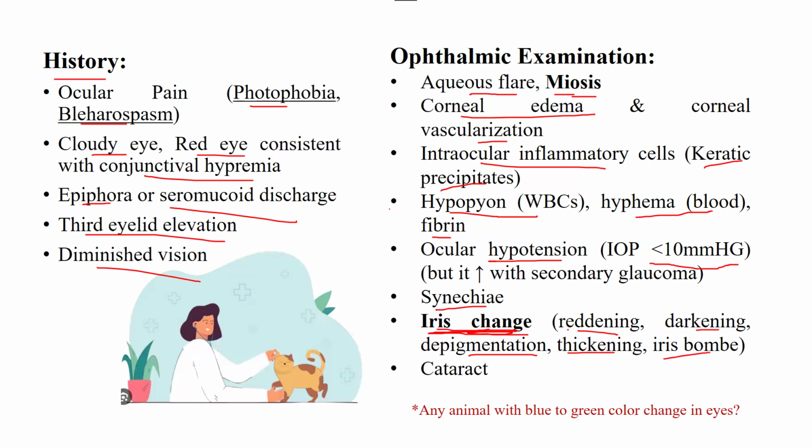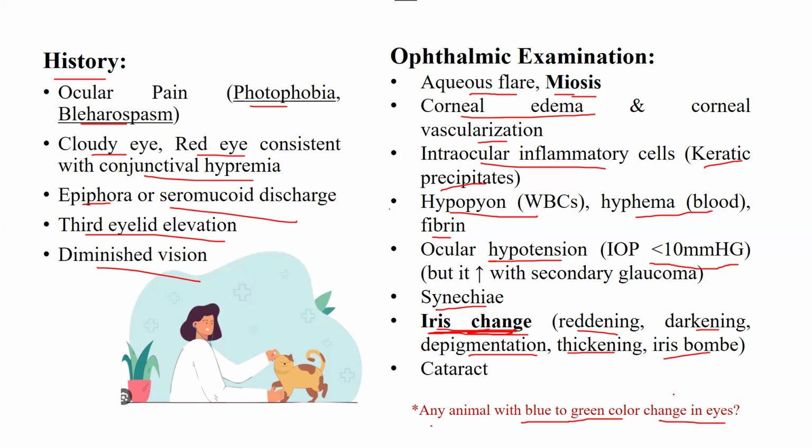Talking about color change, you should remember that in the exam they might give you a history that there is a dog whose eye color has changed from blue to green. So what is the condition? They may give you options like cataract, glaucoma, anterior uveitis, nuclear sclerosis, or anything like that. You should remember that iris color change is specific for anterior uveitis.